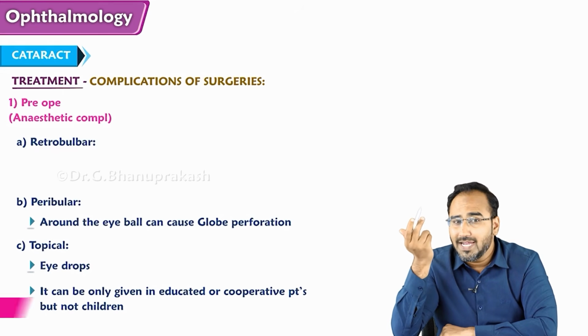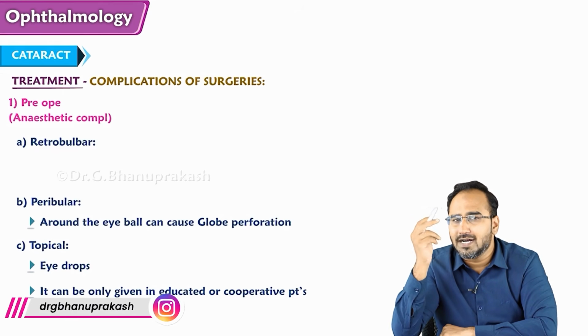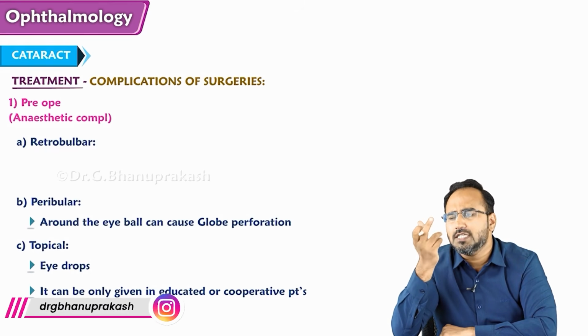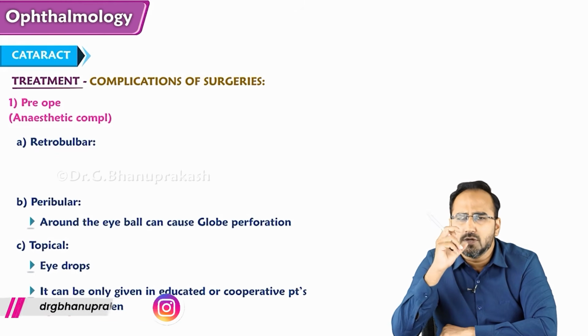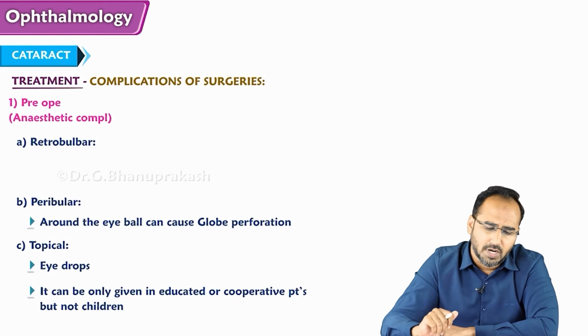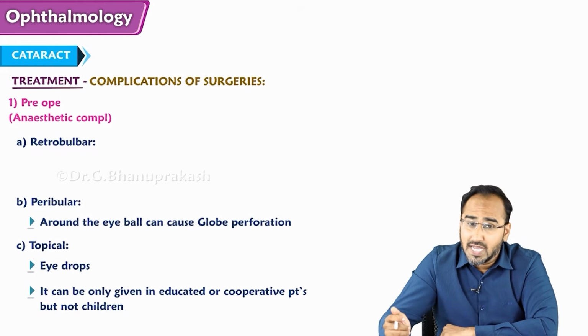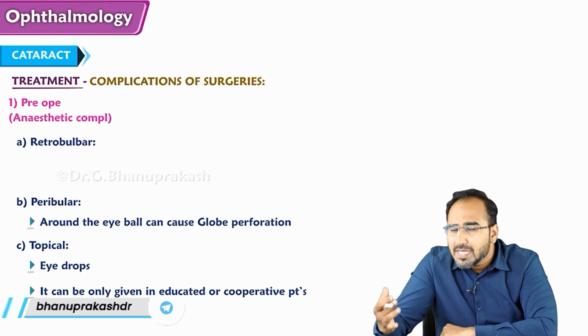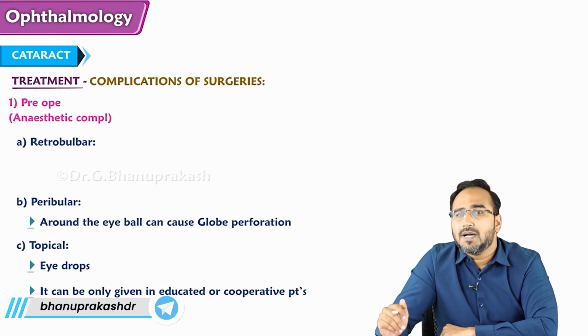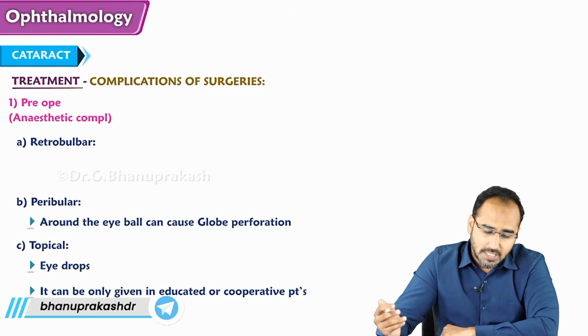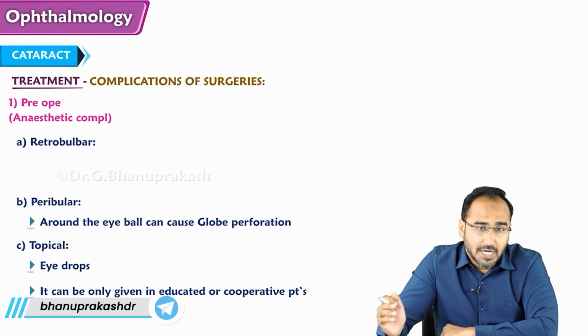So while injecting, what complications could occur? If you are a new anesthetist or a new ophthalmologist, what can happen, guys? You can easily rupture the globe, the eyeball, or you can easily damage the blood vessels over there, which can cause retrobulbar hemorrhage. You can cause globe rupture and retrobulbar hemorrhage.